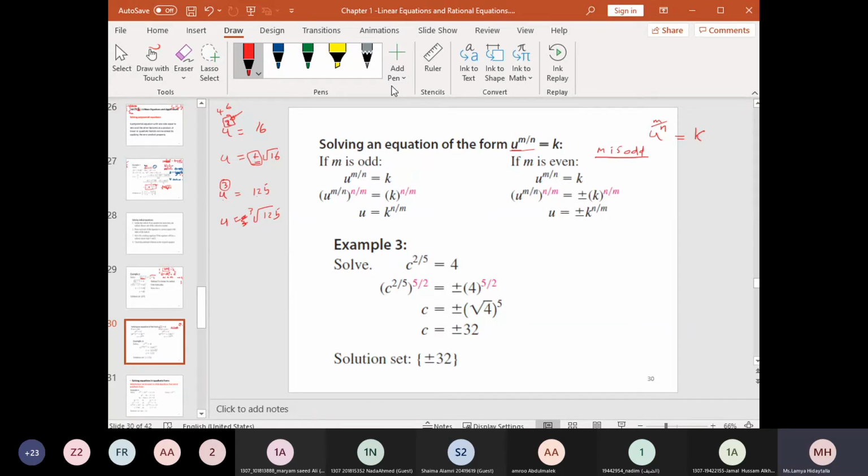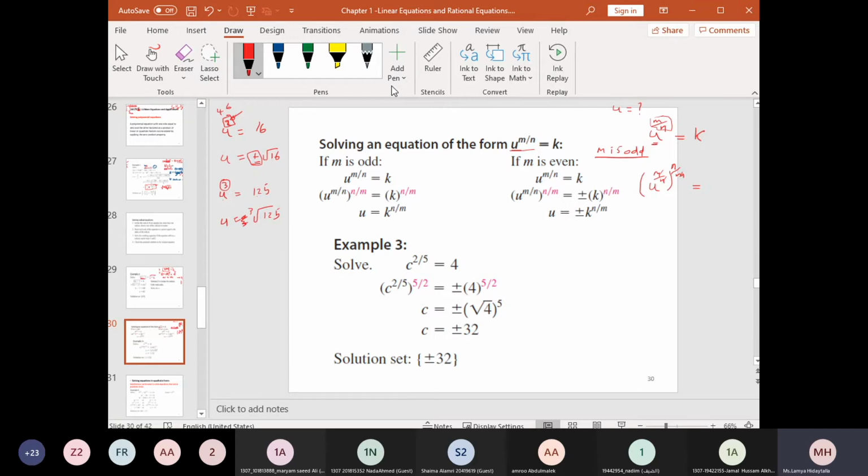Okay, and now we want to solve. When you want to solve, you want to know u is equal to what? So I want to get rid of this power. How do we do that? I'll take u to the power m over n and raise it to the exponent n over m, because when I multiply, they will cancel this with this and this with this.